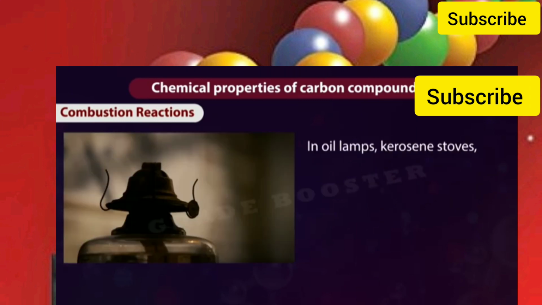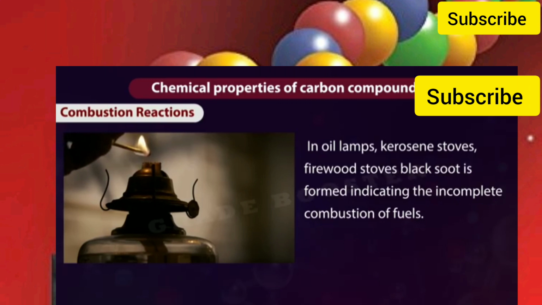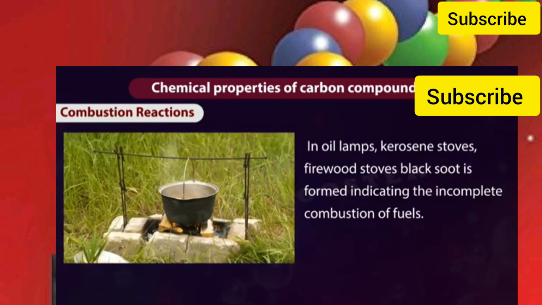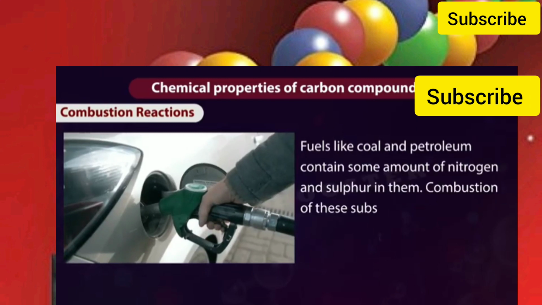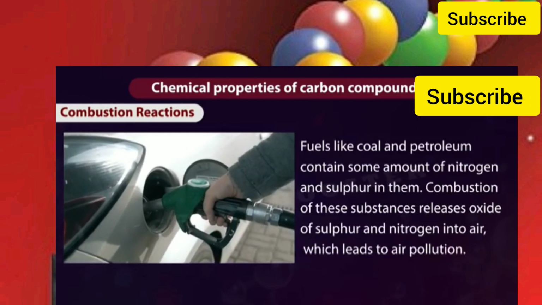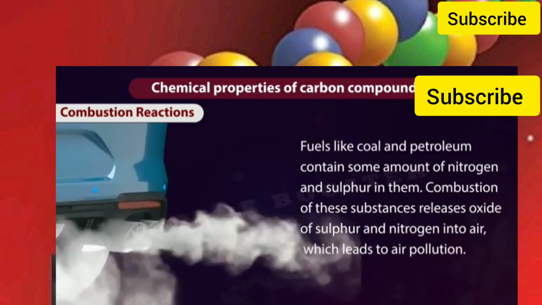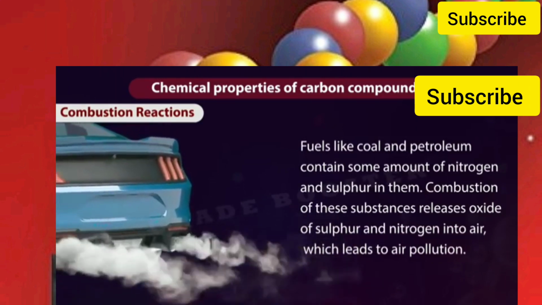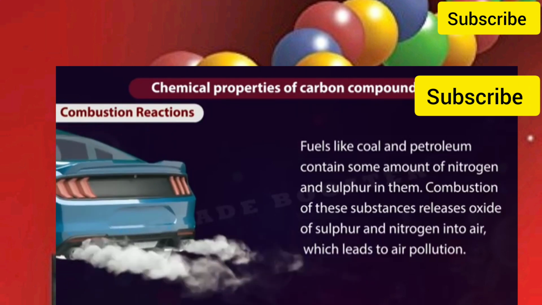In oil lamps, kerosene stoves, and firewood stoves, black soot is formed, indicating the incomplete combustion of fuels. Fuels like coal and petroleum contain some amount of nitrogen and sulfur in them. Combustion of these substances releases oxides of sulfur and nitrogen into the air, which leads to air pollution.